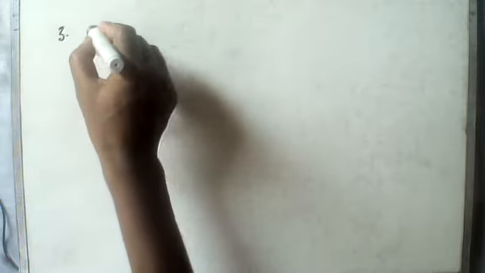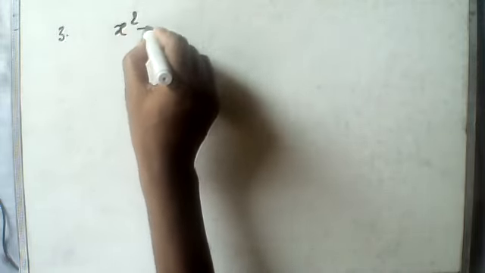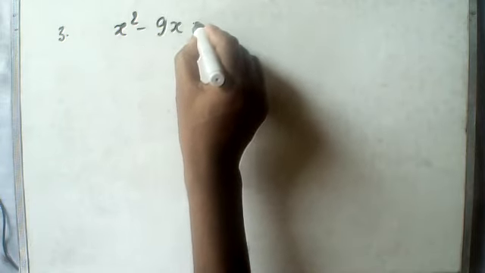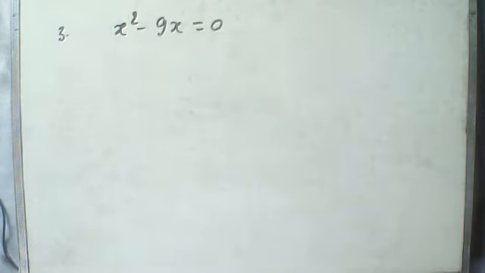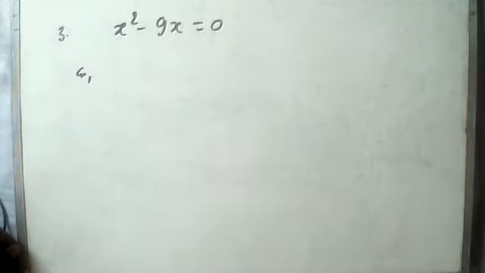Okay, we'll have the third question now. For the third question, we have question number 3, x square minus 9x is equal to 0. We need to factorize this before we solve it.